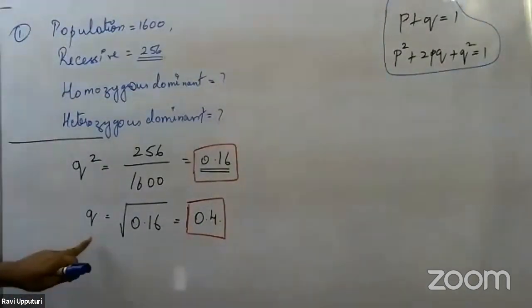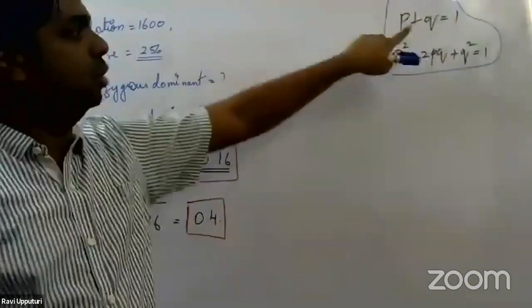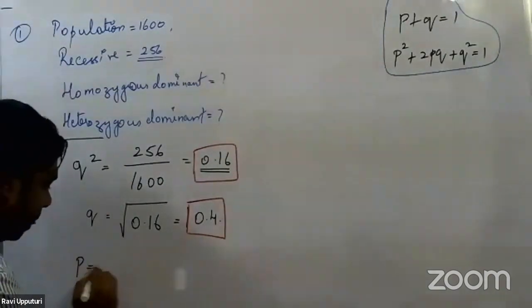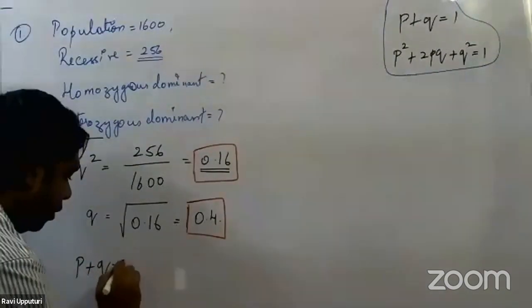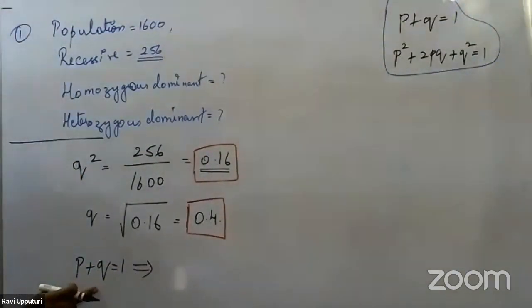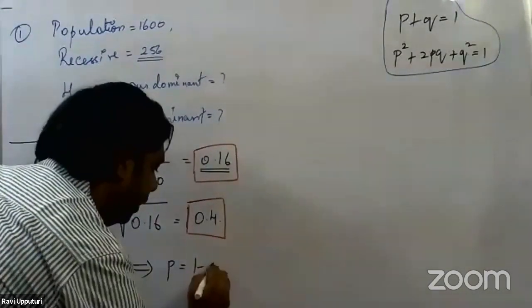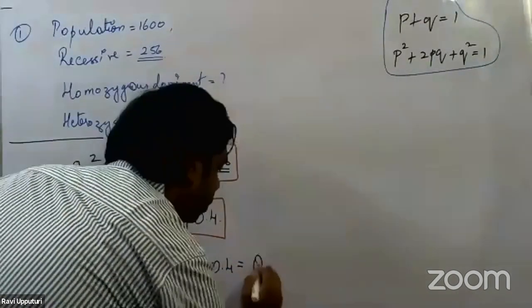Now, since we have got our Q value, apply P plus Q equals 1, so that we'll get the P value, right? So what would be the P value here? We know that P plus Q equals 1. Now, since we have the Q value, P would be 1 minus Q, that is 1 minus 0.4. So 1 minus 0.4 would be 0.6.